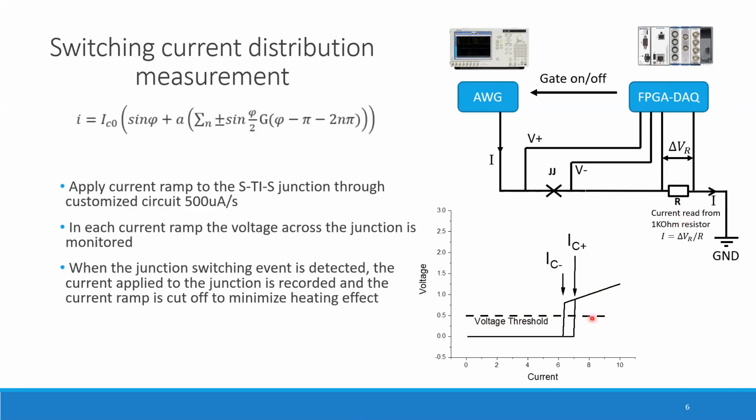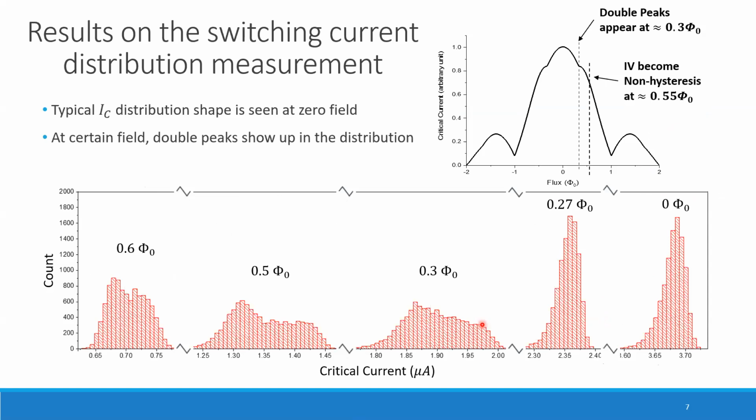By ramping up the current multiple times, we can get the distribution of the critical current of our devices. And here is one of the measurement results. As you can see, at zero field and small magnetic field, we measured a pretty regular critical current distribution, which is shown in these two pictures here. It's basically a single peak and has a certain asymmetry feature.